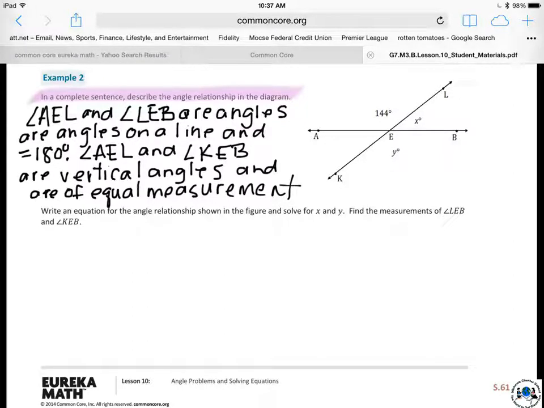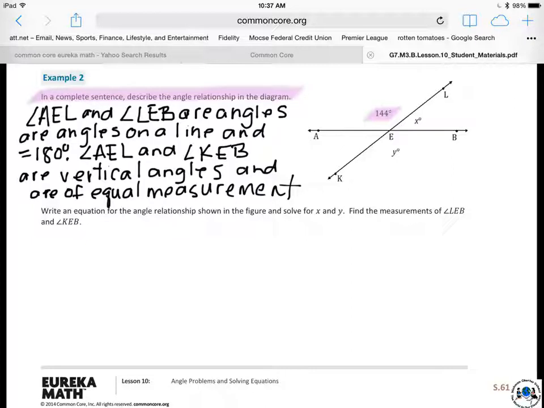Okay, so like I said, there are a couple of different relationships I wanted you to see in this one. The reason we want to see these relationships is that we want to be able to solve for the various unknowns. As you can see, we have some unknown angles. We only actually know one angle measurement, which is AEL, which is 144.